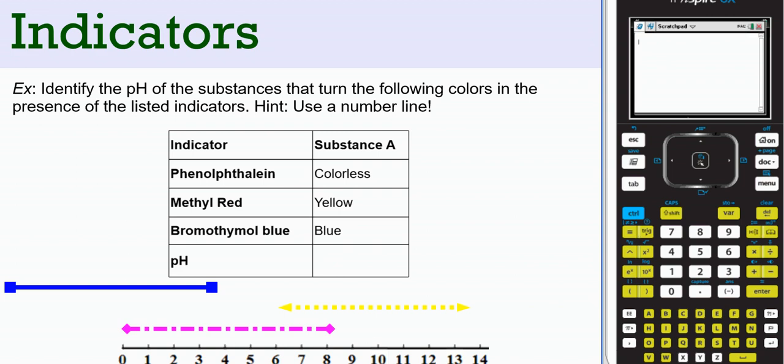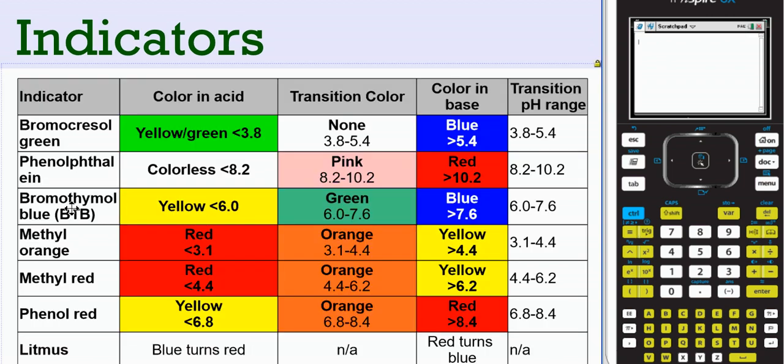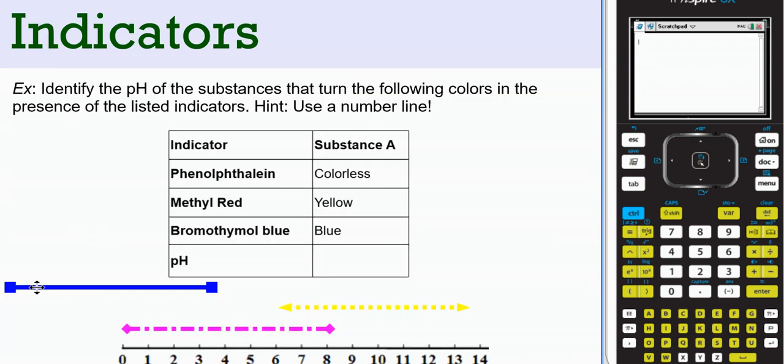And then finally, bromothymol blue is blue, BTB. Don't get that confused with bromocresol green or another similar one. When it's blue, it's greater than 7.6. So we'll slide this all the way to about there.